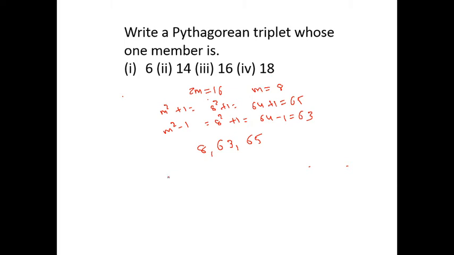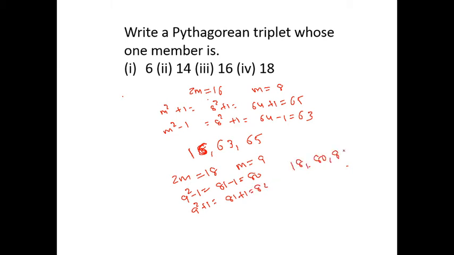Now we take 18. So 2m is equal to 18. So m is equal to 9. Same thing, now 9 square minus 1 and 9 square plus 1. So 9 square, that is 81 minus 1, that is 80. 81 plus 1, that is 82. So 18, 80 and 82.